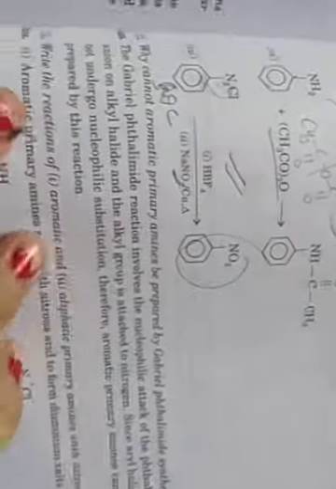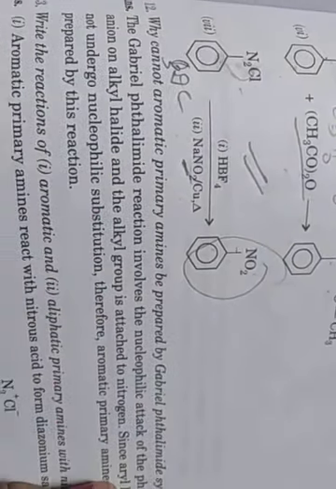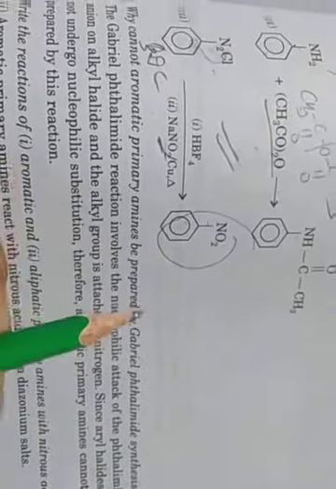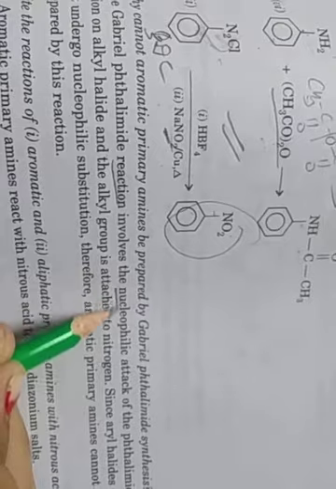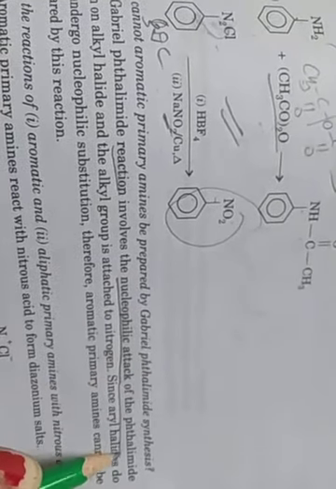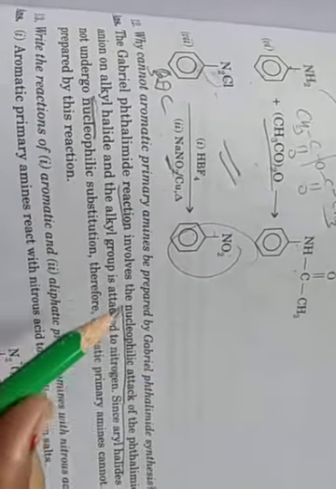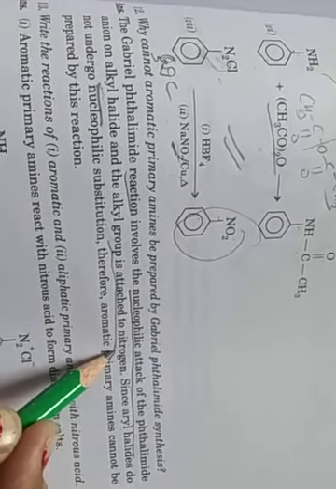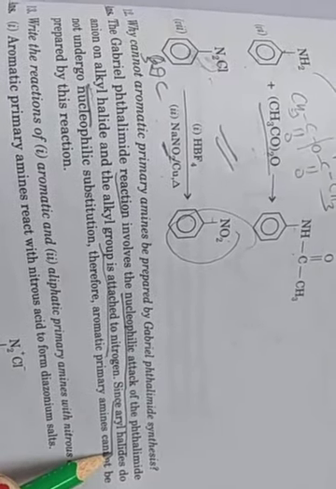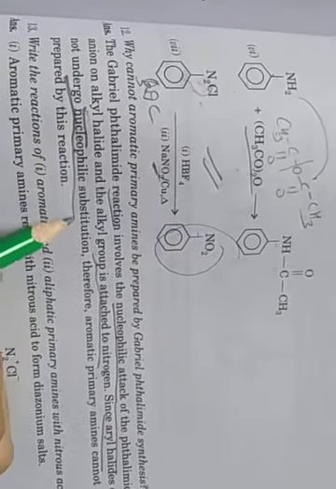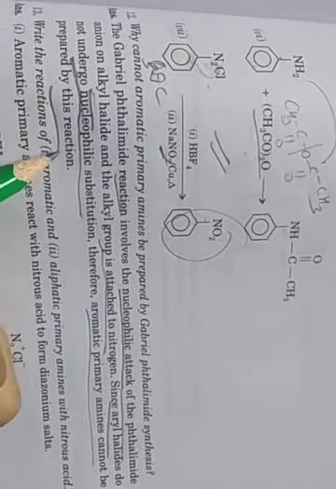Then question number 12. Why cannot aromatic primary amines be prepared by Gabriel phthalimide synthesis? You already know the Gabriel phthalimide reaction involves nucleophilic attack of the phthalimide anion on an alkyl halide, and the alkyl group is attached to the nitrogen. So it works only for the aliphatic case. Here, aryl halides do not undergo nucleophilic substitution, so aromatic primary amines cannot be prepared by this reaction.